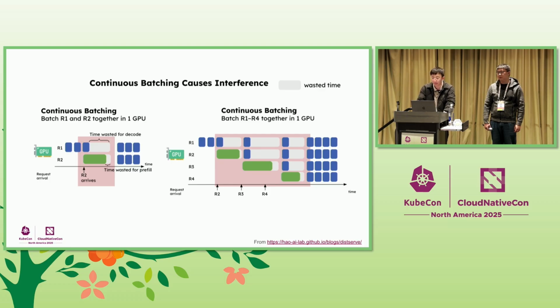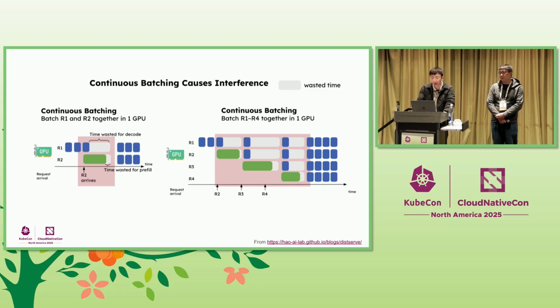R2 needs a huge amount of compute for its prefill step to process the initial prompt and calculate the KV cache. But it doesn't want to wait for R1 to finish decoding. So the scheduler decides to batch R1's decode and R2's prefill in a single GPU cycle. Because they share the GPU, R1's decode gets stalled, and this is what we call wasted time for decode. R1's time per output token just got terrible. And it's a lose-lose situation, especially when you have more and more concurrent requests.